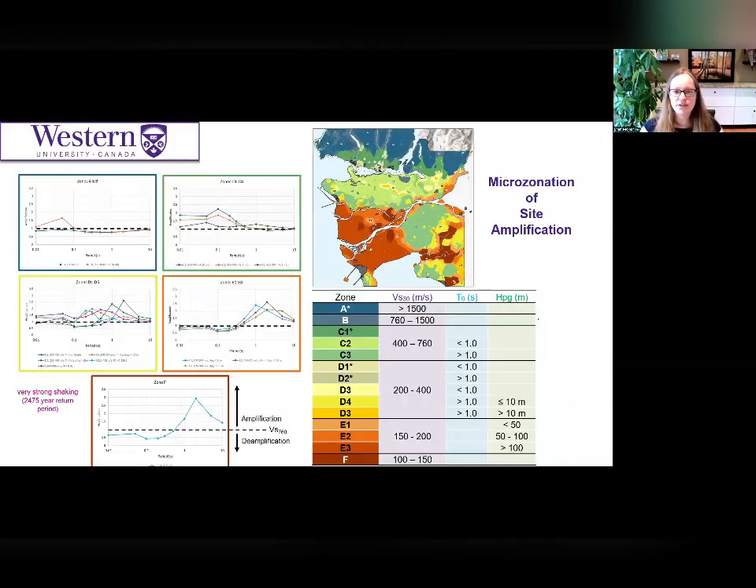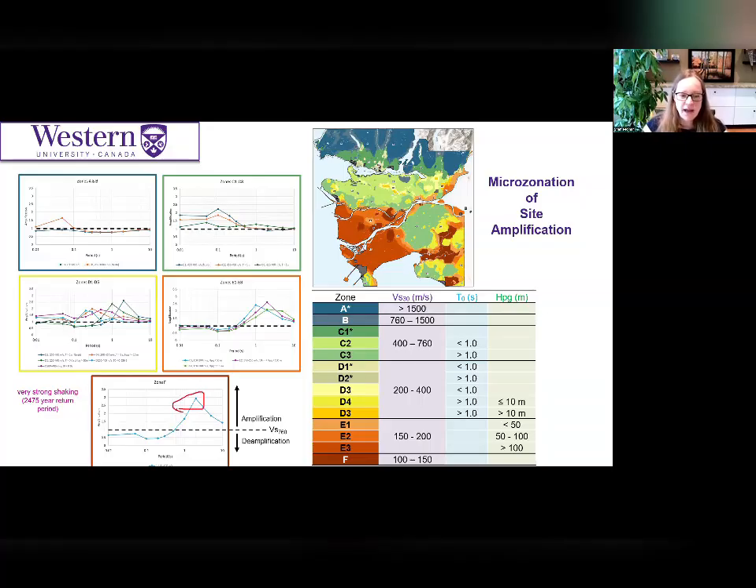So we end up with 14 amplification spectra that explain what we anticipate amplification will be like at any given location in Metro Vancouver. And we map that out based on what we understood about the subsurface ground conditions based on VS30, site period, and post-glacial sediment thickness.